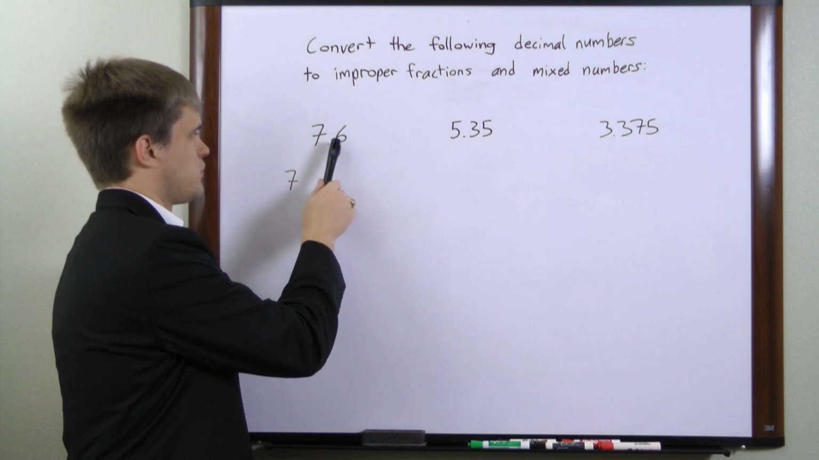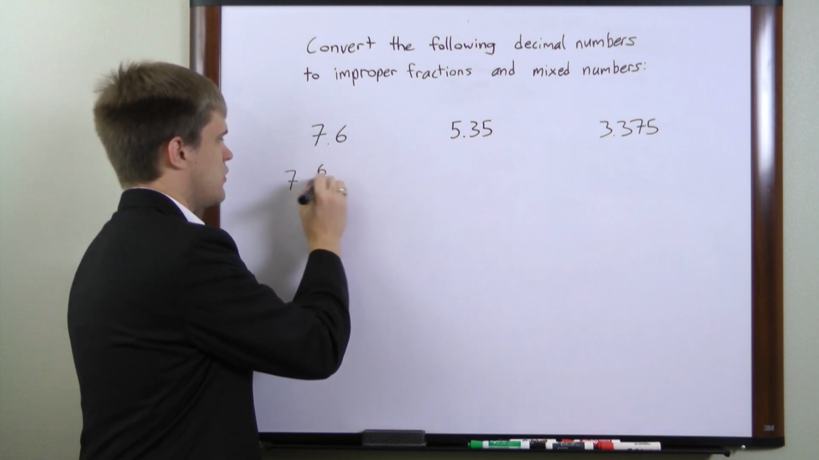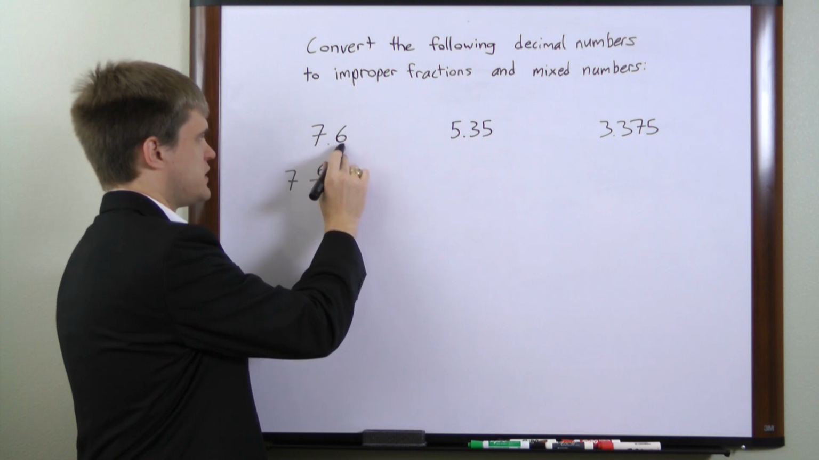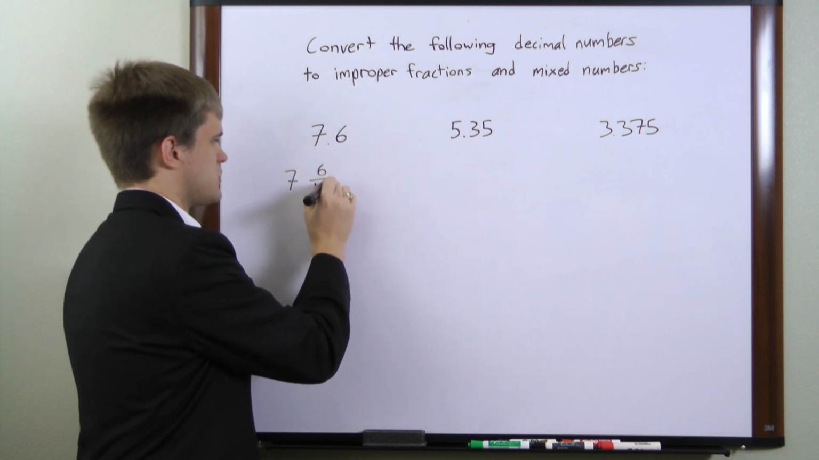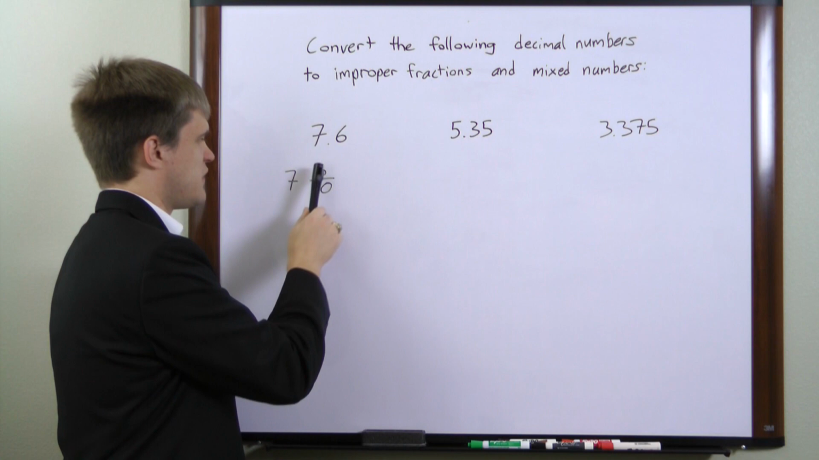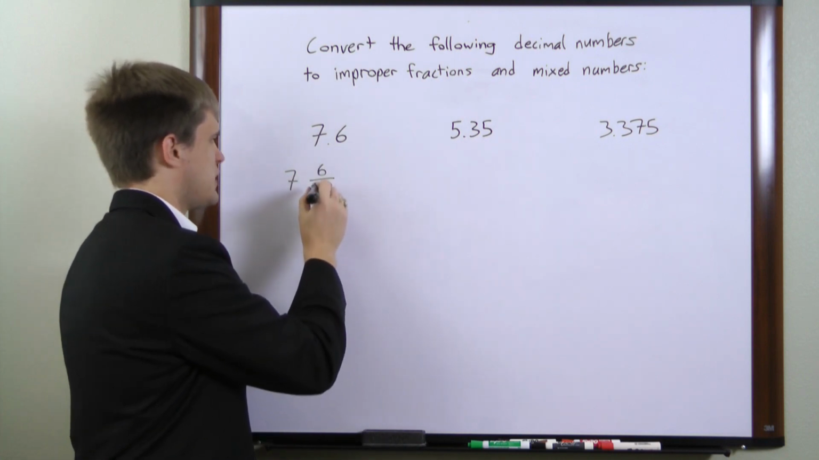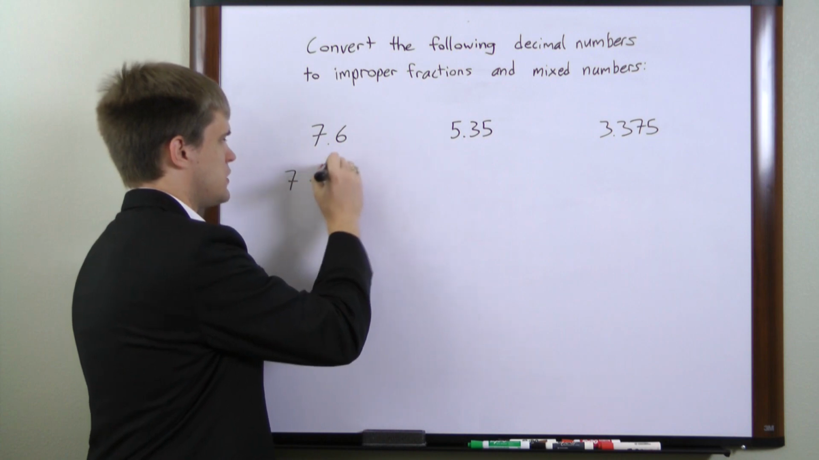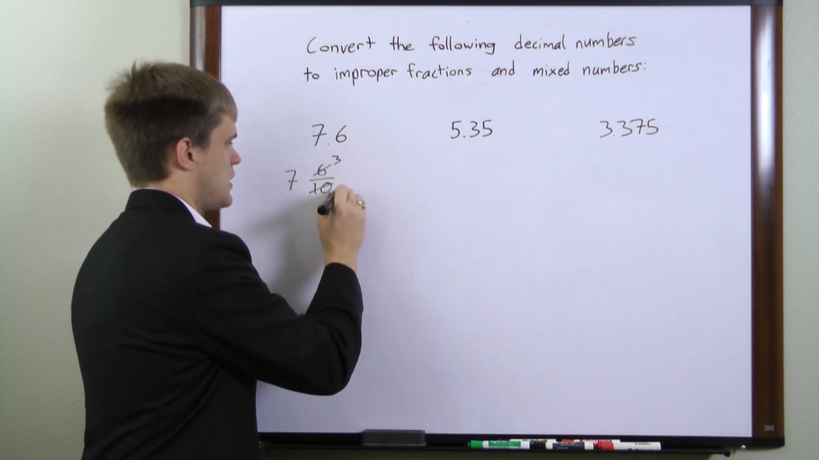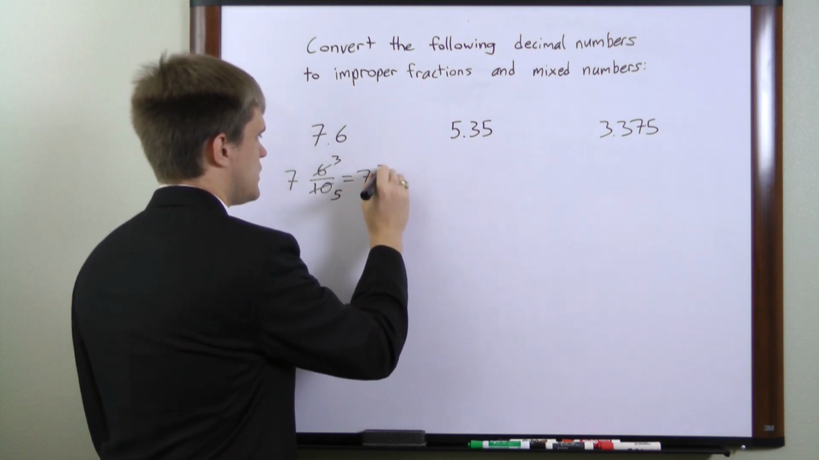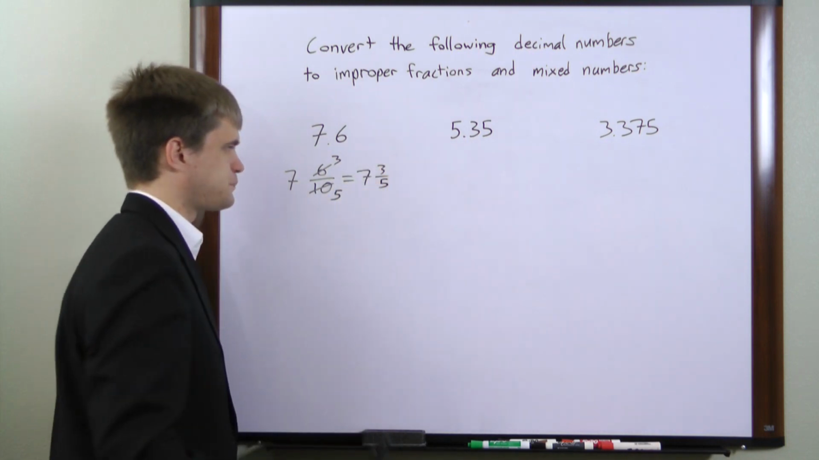Then we'll take the part to the right of the decimal, which is a 6. Now, we can put the 6 over a power of 10, and there's only one digit to the right of the decimal, so there's only one 0. So we have 7 and 6 over 10. Now we can reduce this fraction by dividing top and bottom by 2. So we have 3 on top and a 5 on the bottom. So this is equivalent to 7 and 3/5.